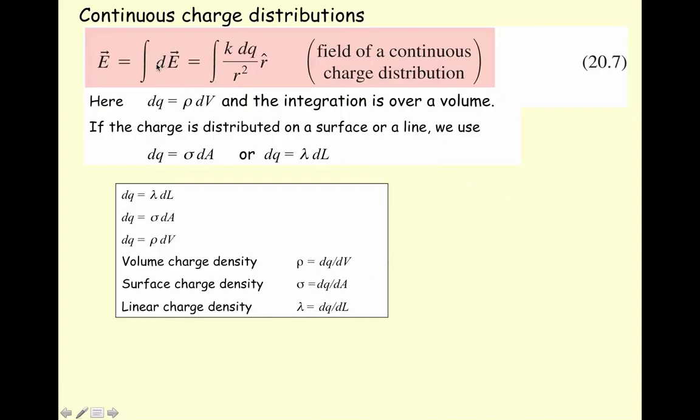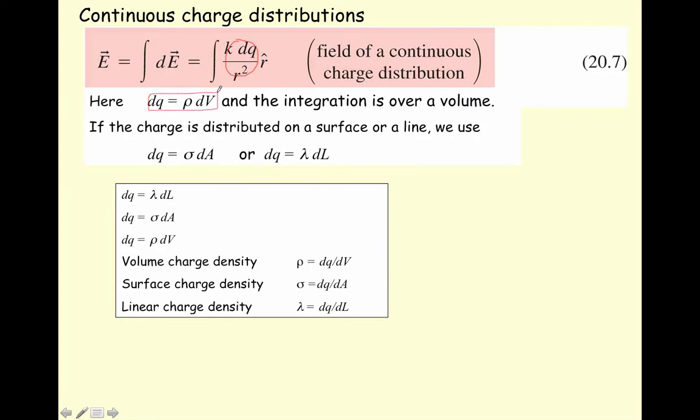In order to calculate the electric field, all you have to do is integrate over the volume in this case, and you get E, which will be simply the integration of K delta Q over R squared, where R is the distance from the volume element, and R hat just gives you the direction.